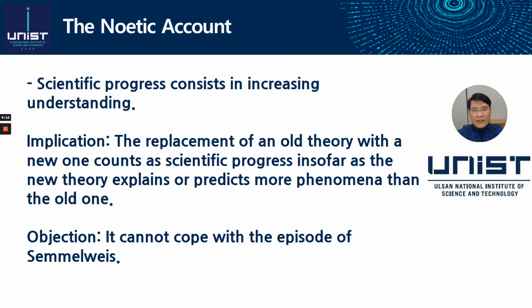The noetic account asserts that scientific progress consists in increasing understanding. On this account, scientific progress occurs when a new theory displaces an old one, insofar as the new theory explains and predicts more phenomena than the old one. Let me test the noetic account against the historical episode of Semmelweis. In the series of the 5 false hypotheses, a hypothesis didn't explain or predict more phenomena than its predecessor. Consequently, the noetic account implies, absurdly, that Semmelweis didn't make scientific progress.